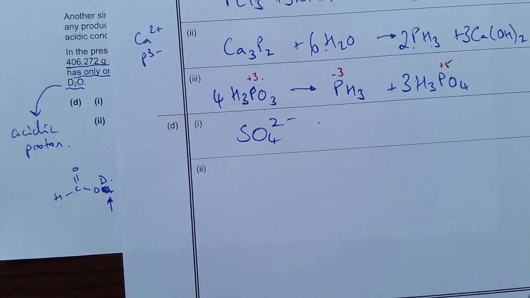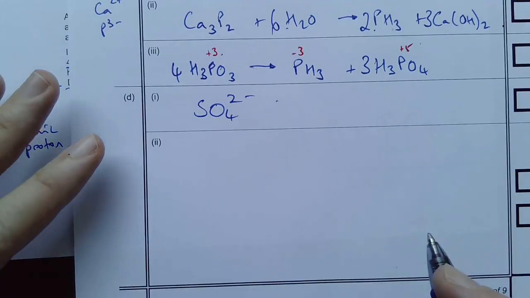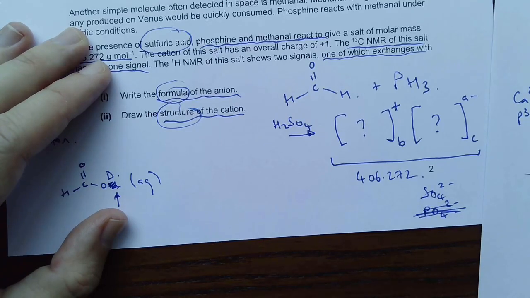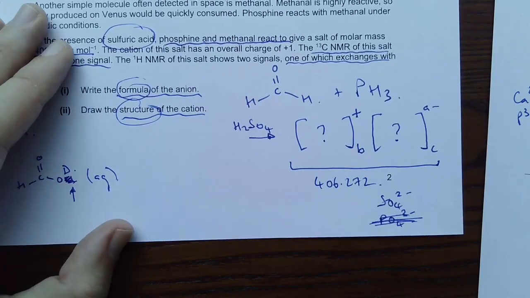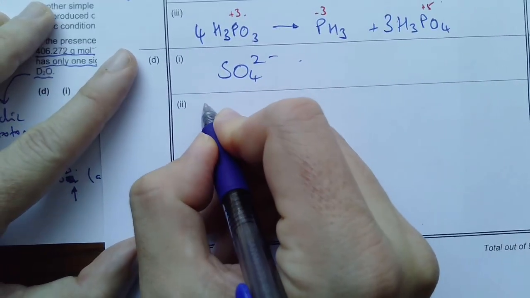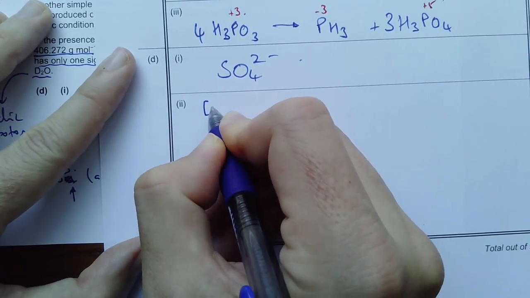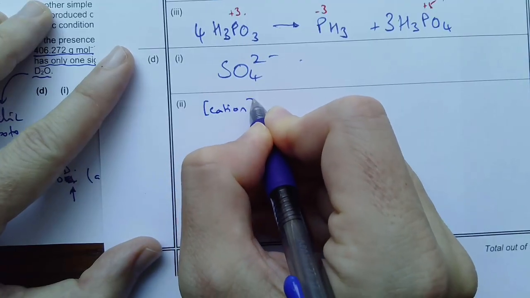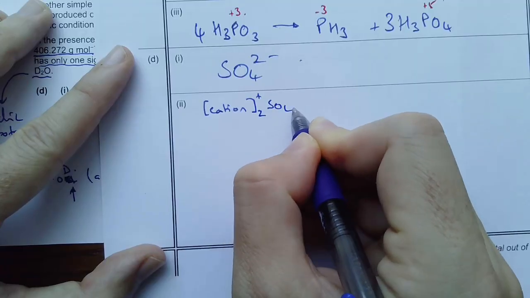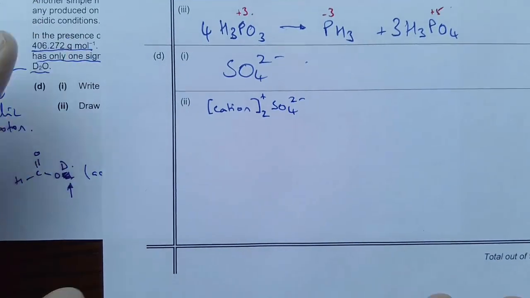And then I've got my cation. Because this is a 2 minus, I'm going to have my cation plus, and there's going to be two of them, SO4 2 minus. So that's the formula I'm sort of working with.